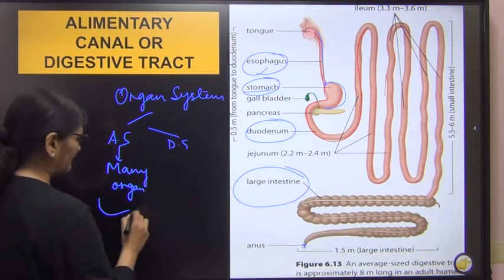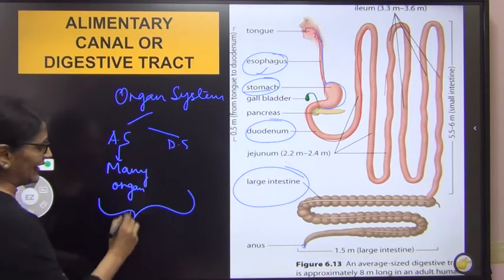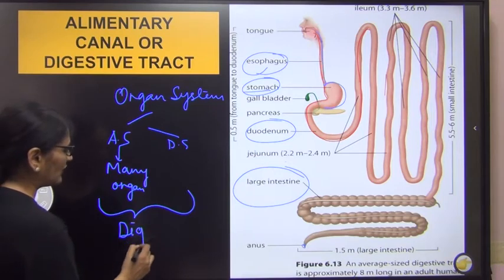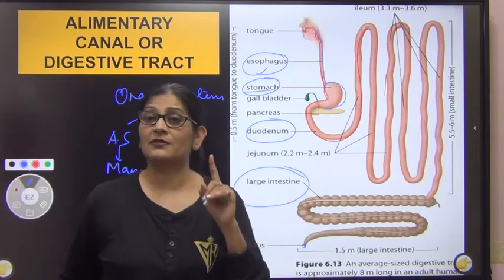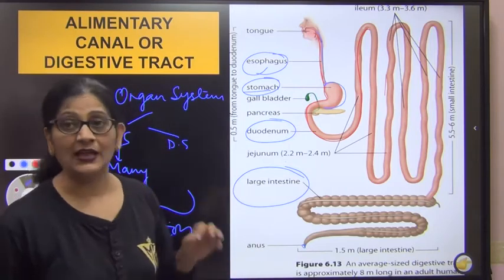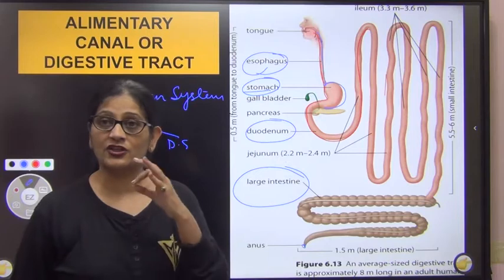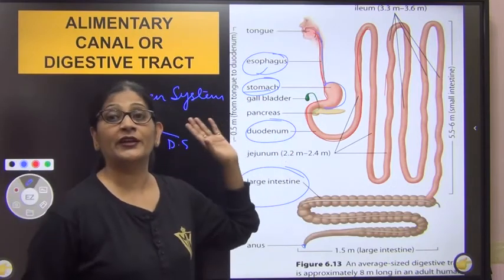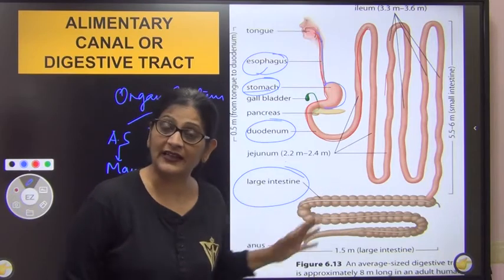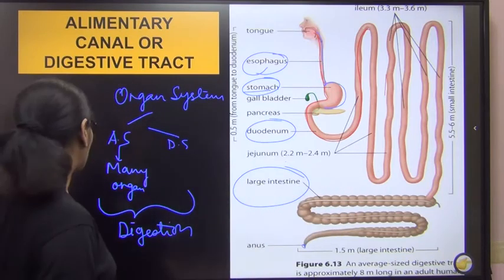So since more than one organ come together to do one job, that of digestion, we call it the digestive system. Right? So what is the first part of the digestive system? Alimentary canal. I have told you, it's a long tube-like structure which runs from the mouth to the anus. This tube varies in diameter. Accordingly, the different organs are named differently, and each organ has a specific function.